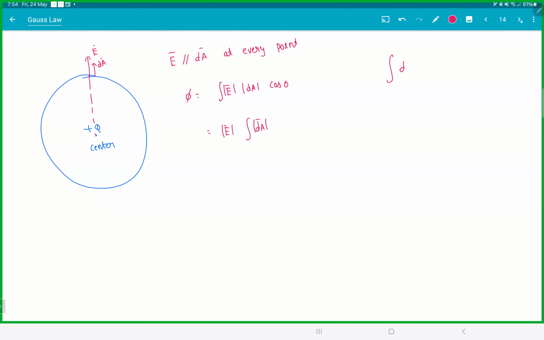What is the difference between integral dA bar and integral mod dA bar? What do you think it is? Again, we are talking about a sphere. If I don't keep mod, what happens? What is integral dA bar and what is integral mod dA bar?